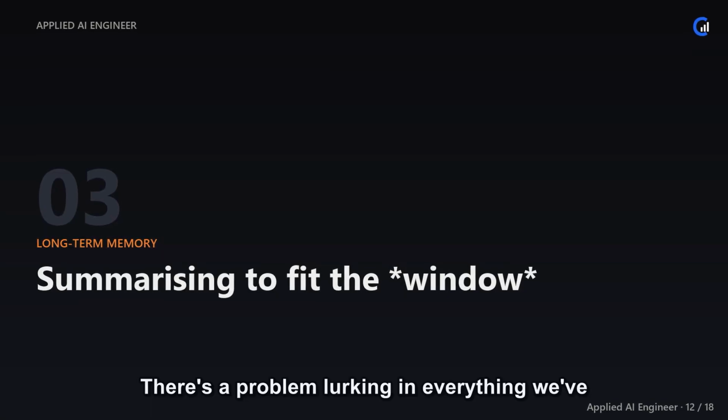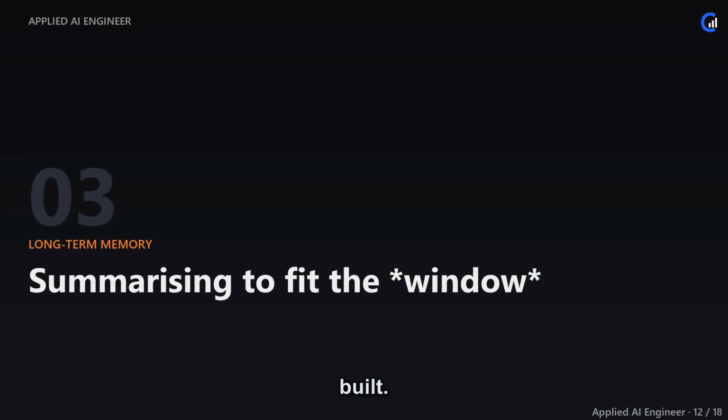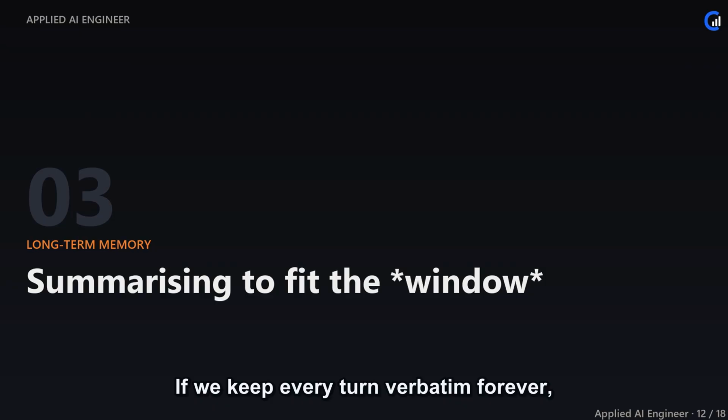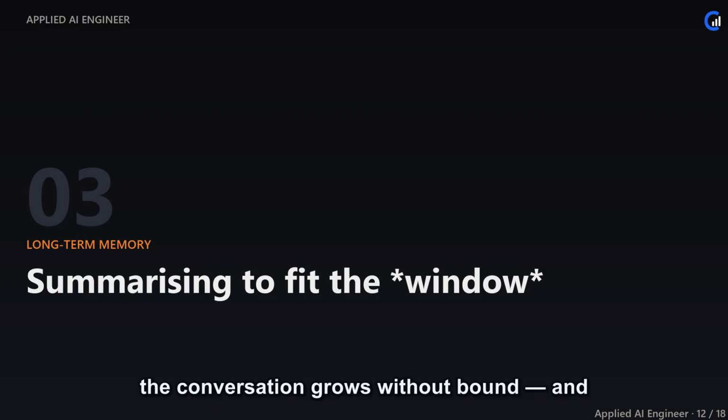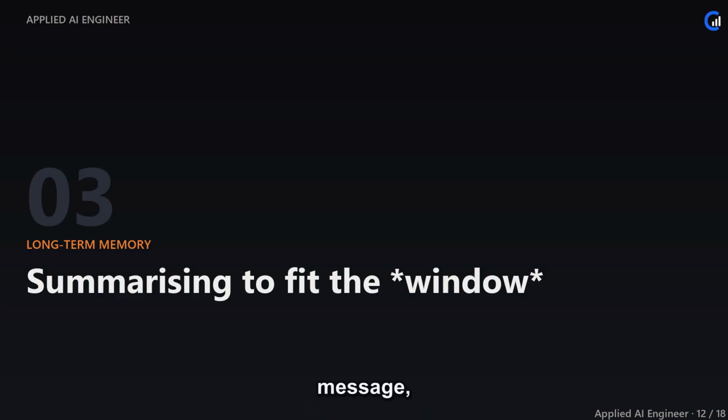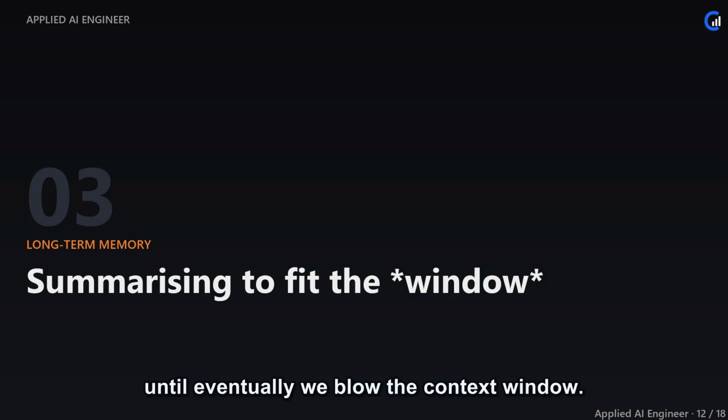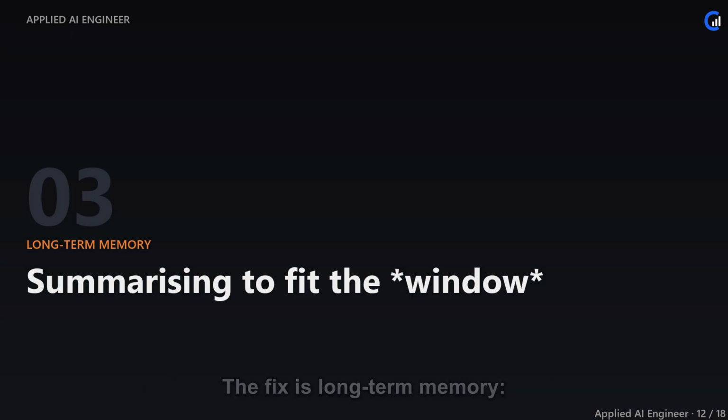There's a problem lurking in everything we've built. If we keep every turn verbatim forever, the conversation grows without bound, and since we resend it every call, cost and latency creep up on every message, until eventually we blow the context window. The fix is long-term memory. Compress the old turns into a short summary and keep only a small verbatim window.